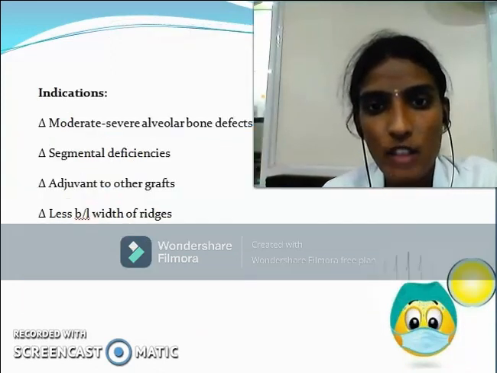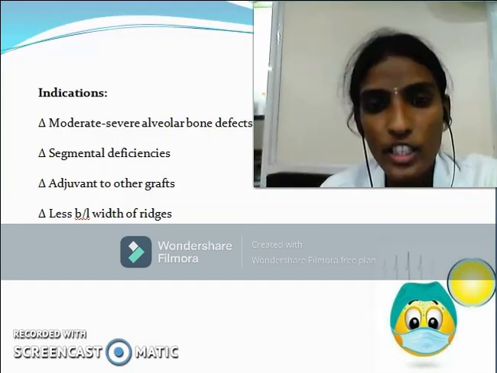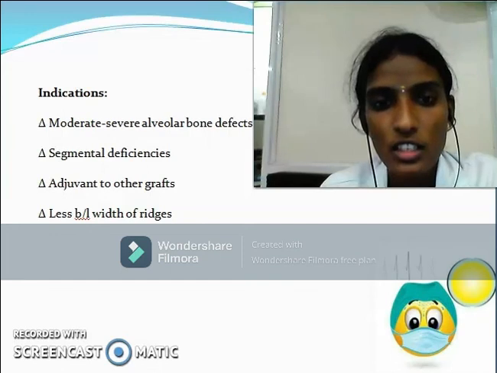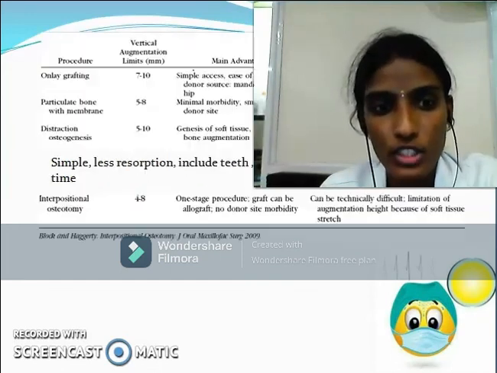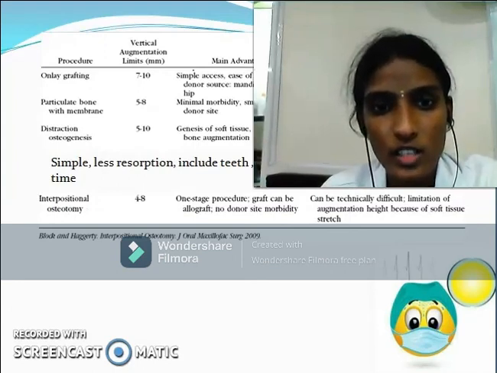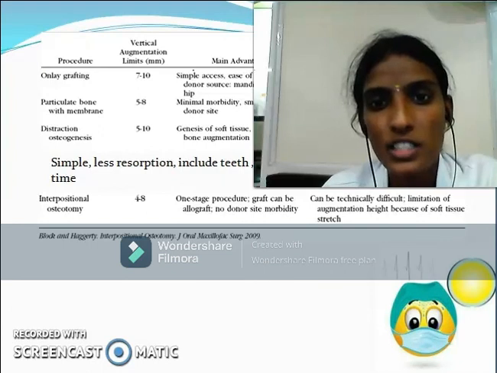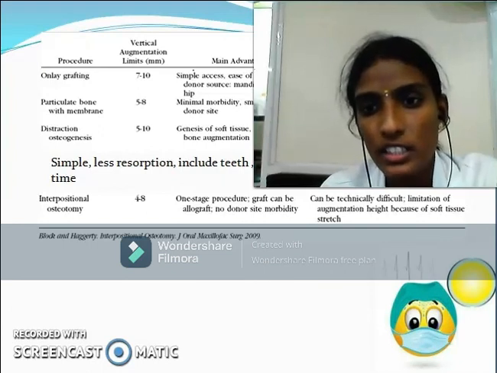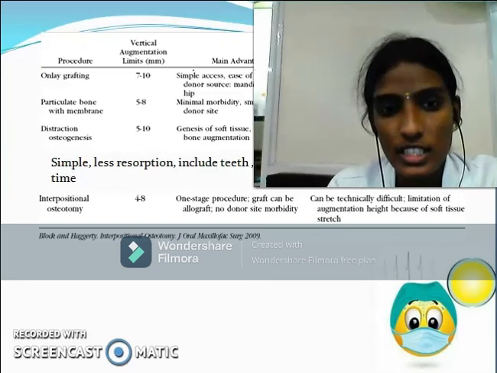The indications are moderate to severe alveolar bone defect, segmental deficiency, adjuvant to other grafts, and less width of ridge. The vertical augmentation limitations, advantages and disadvantages: it is simple, has less resorption, and can include teeth and implants in the transport segment, with less time. Thank you.